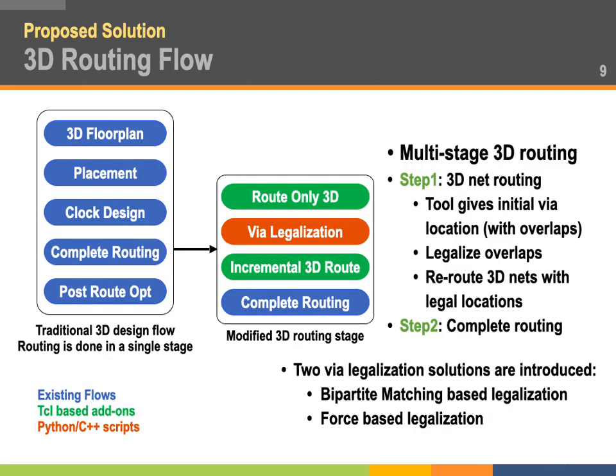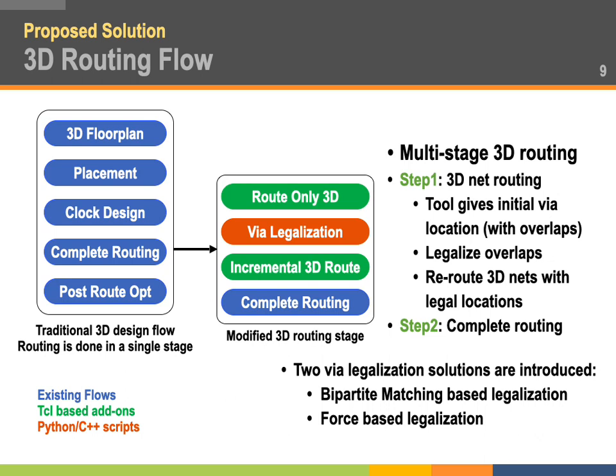In general, the 3D flow comprises 3D floor plan placement, clock tree design, full 3D routing, and post-route optimization, especially for macro 3D. In our proposed solution, the routing is modified as a multi-stage process. First, the 3D nets are routed using a traditional router, and this would have the same problems as before. But then we introduce a VIA legalization step to remove all the VIA overlap issues.